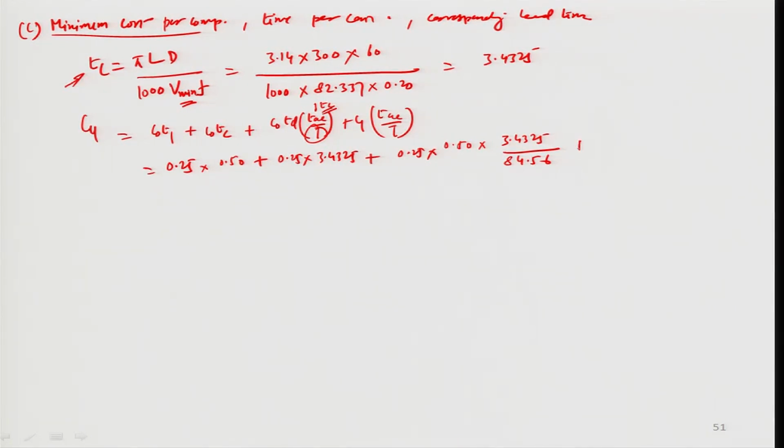And then finally, this is added on to the tooling cost that is used, which is about 5.16 times of the total Tc value 3.4325 divided by again the T minimum value here, 84.56. Hence, the price per component comes out to be 1.197 units of currency per piece.